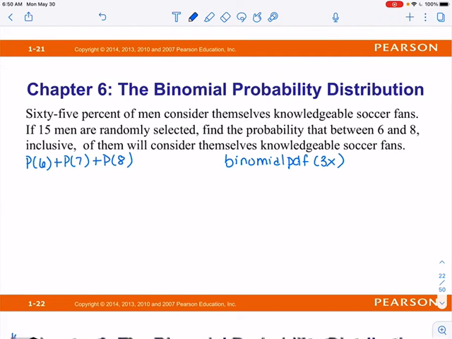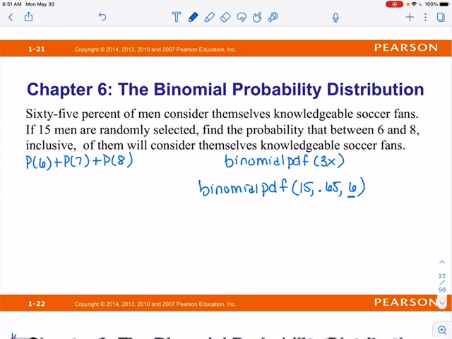So again, I'll write the first one that you're going to do. Binomial PDF. N has to come first. So your N here is going to be 15. Next thing is going to be your percent. So our percent here is going to be 0.65. And our X in this case is going to be 6. So the only thing that you have to change each time you go in is going to be that number. So the next time around, you'll change it to a 7, then you'll change it to an 8.